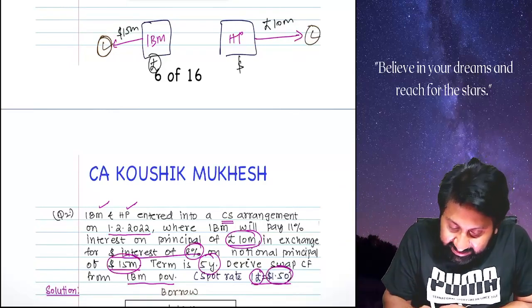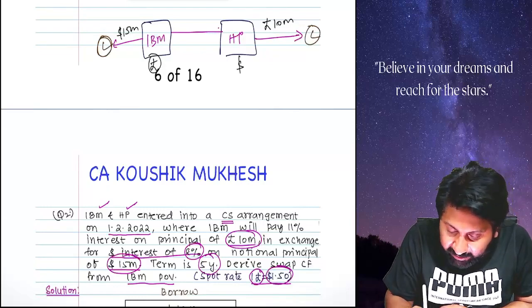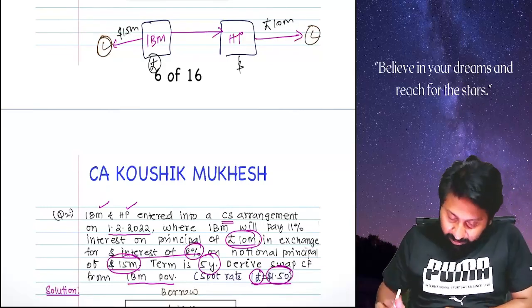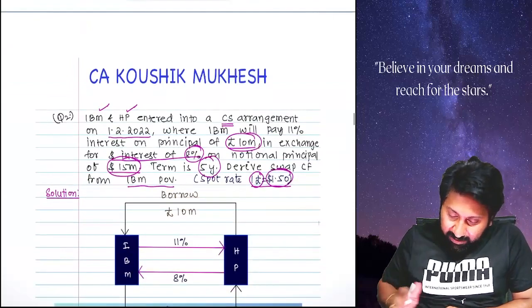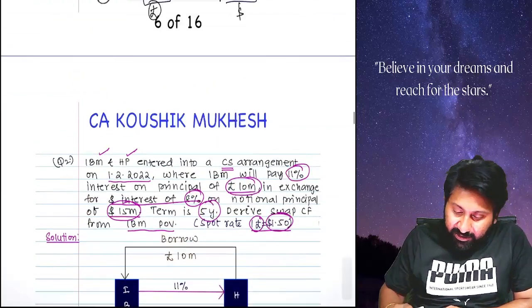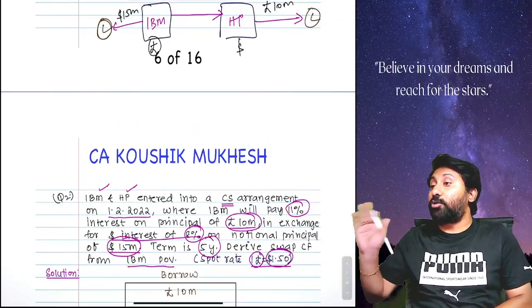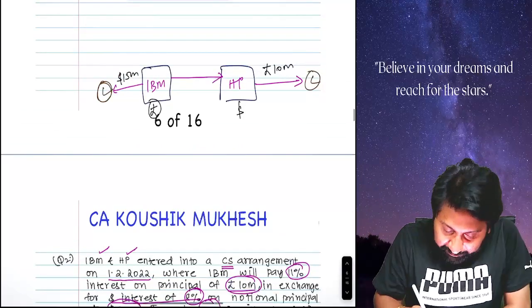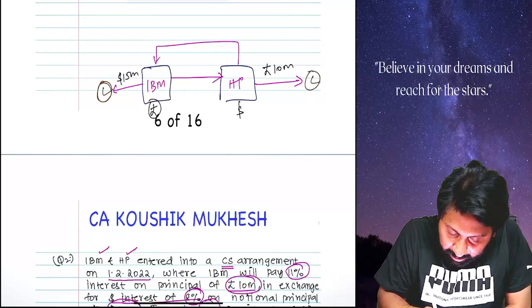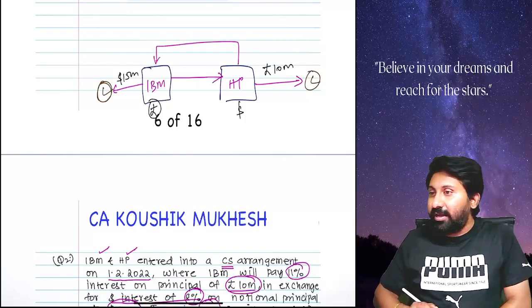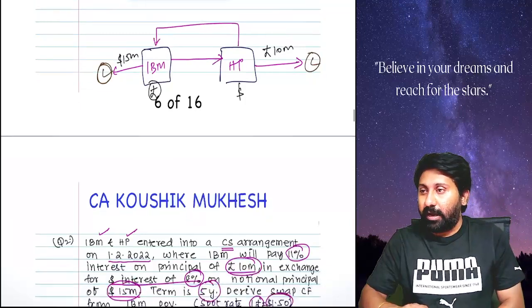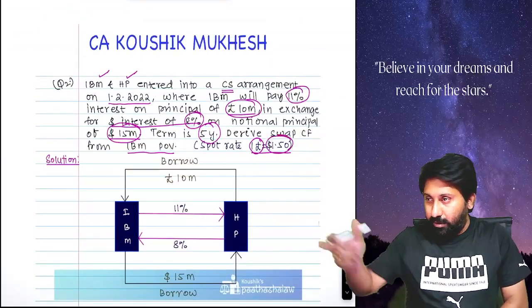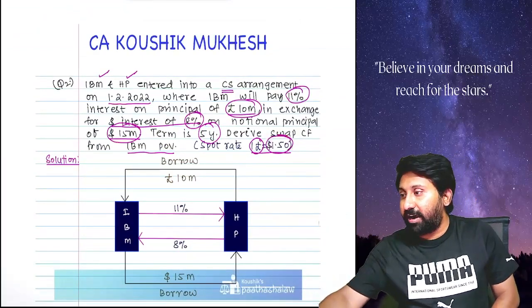IBM says to HP, I will pay you. How much? IBM will pay 11% interest on a notional principal of how much? Pound 10 million. Understand the query clearly. The diagram also I have given only for understanding's sake.